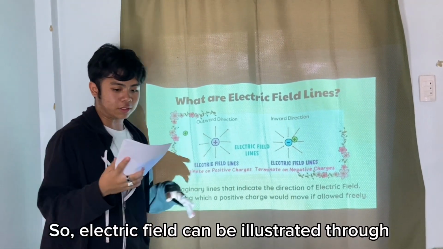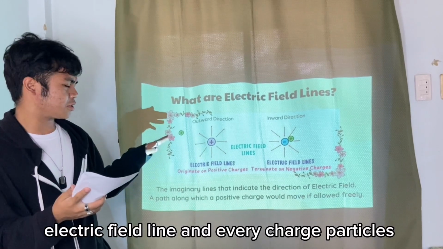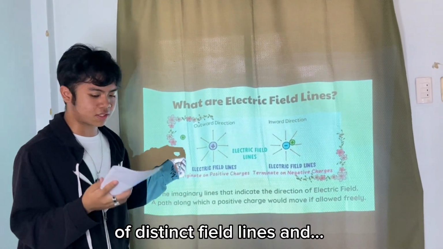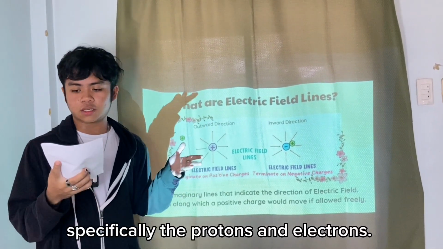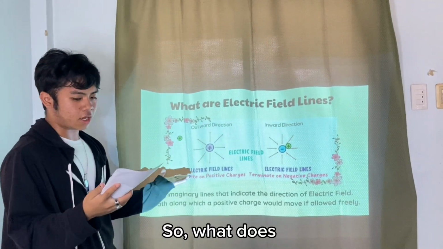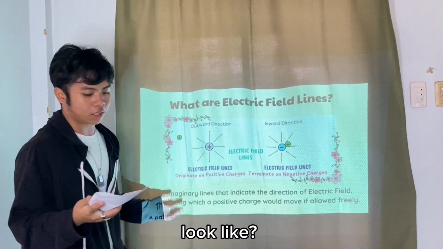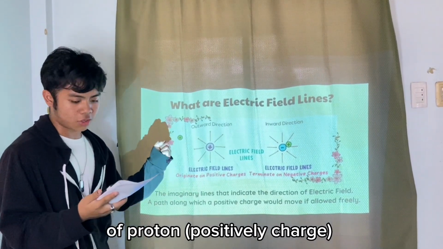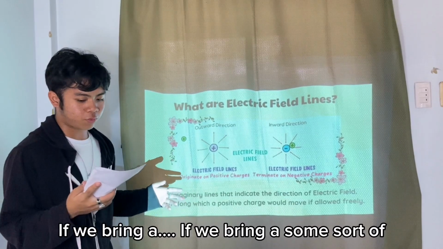The electric field can be illustrated through electric field lines, and every charged particle has a presence of distinct field lines, specifically protons and electrons. So, what do the electric field lines of protons and electrons look like? Well, consider two charges: a proton, which is positively charged, and an electron, which is negatively charged.